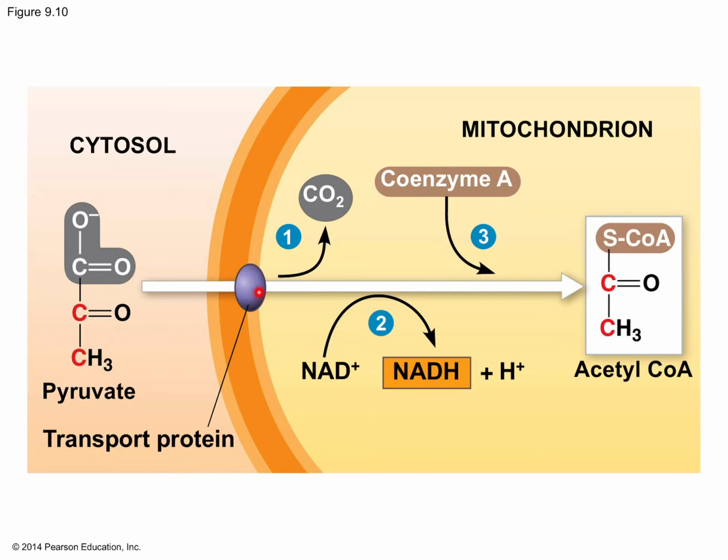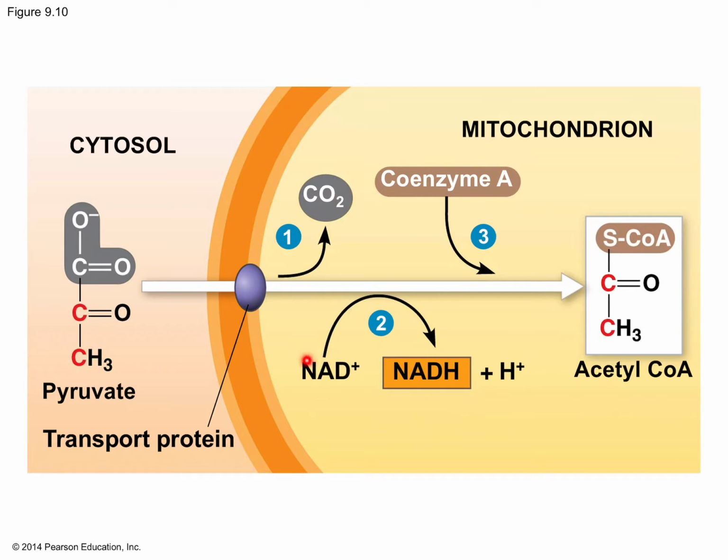Pyruvate enters the mitochondria through a membrane protein, a transport protein. It goes into the interior of the mitochondrion, and the first thing that happens is that this portion of the pyruvate molecule breaks off and becomes CO2. That CO2 represents 1/3 of the CO2 that comes out of you every time you exhale. So 1/3 of it is produced right there.